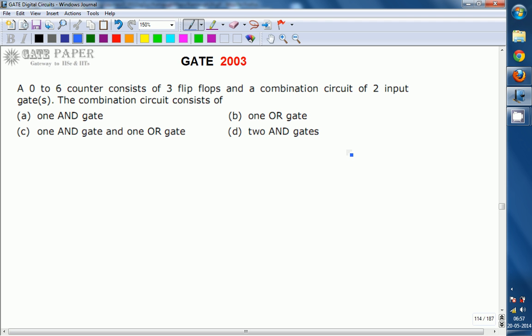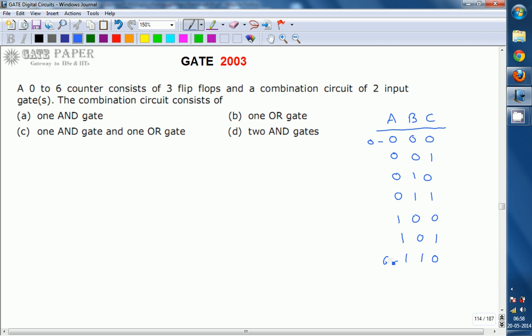The counter is counting from 0 to 6 and consists of 3 flip-flops. Assume the names of the 3 flip-flops are A, B, C. It starts from 0, 0, 0 and goes towards 0, 0, 1, 0, 1, 0, 0, 1, 1, 1, 0, 0, 1, 0, 1, 1, 1, 0. It is going through all these states from 0 to 6. This is the 0th state and this is the 6th state.